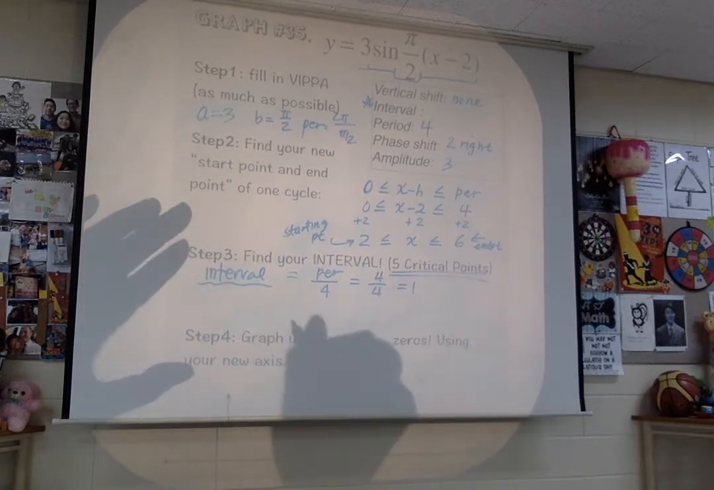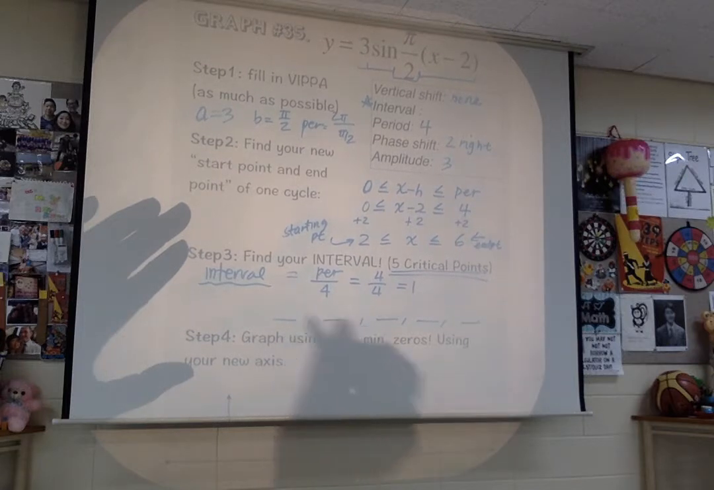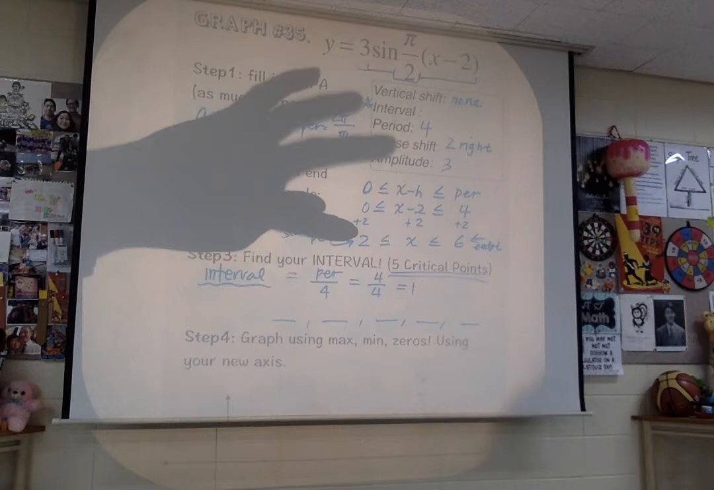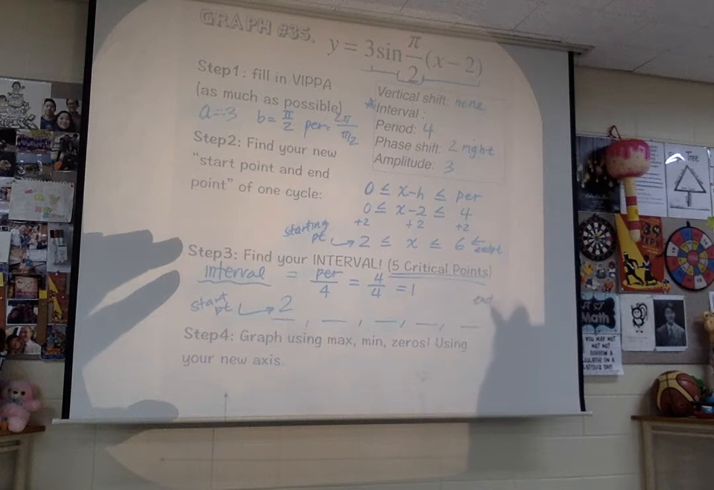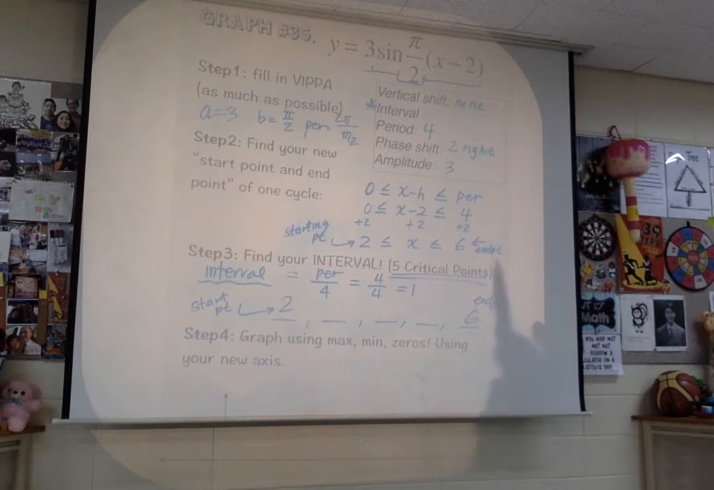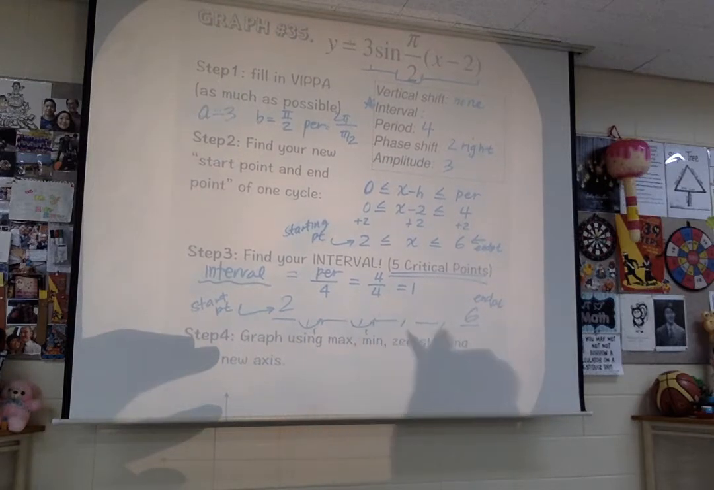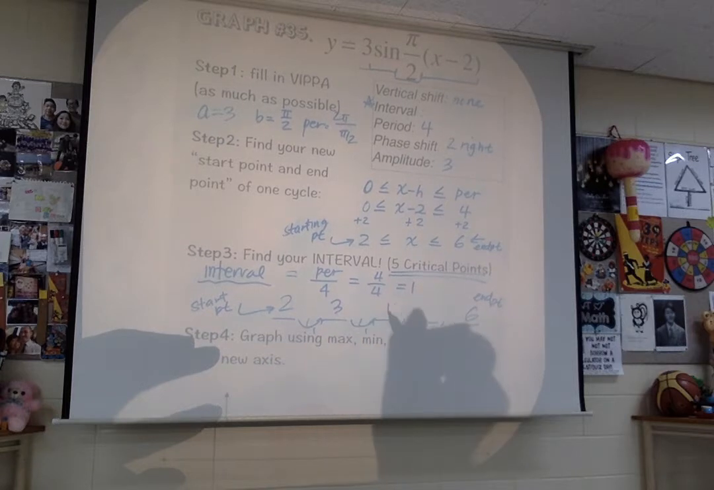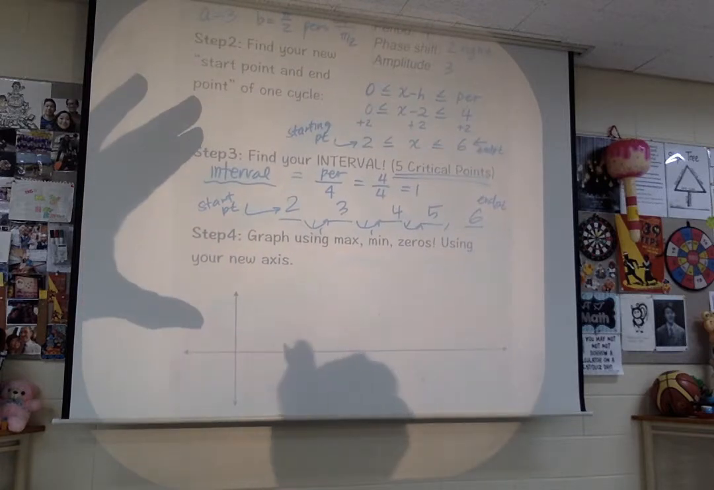So let's do your 5 critical points. 1, 2, 3, 4, 5. You start with your starting point. Do you remember your starting point was 2? That's your starting value, right? And you also know your end point, which was 6. Remember? We had it from the other step. Next one is going to be growing by 1. In this case, it's easy, so it's just adding 1. Let's see, 3, 4, 5. And those are your 5 critical points. Now let's start graphing, you guys.